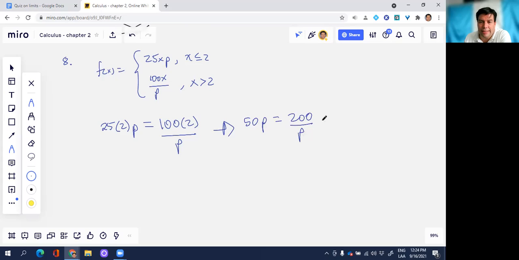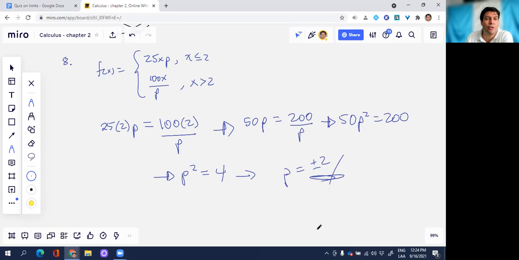So solving here we have 50p is equal to 200 over p. I'll move the p over here, so that is 50. You know what? Let's do it right. 50p squared is equal to 200, divided by 50. P squared must equal 4. Therefore, take the square root. P could either be positive 2 or negative 2. It has two solutions, positive or negative 2.